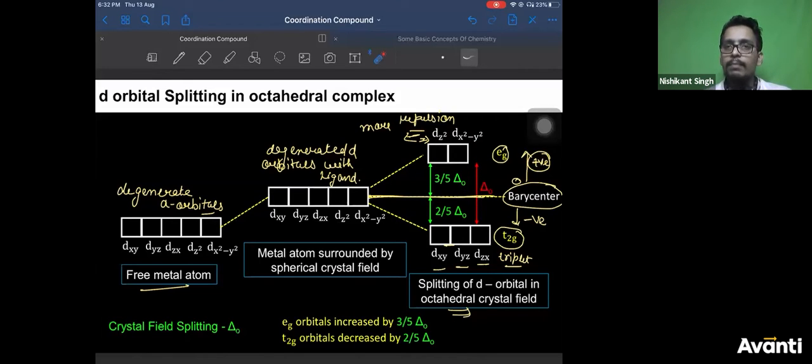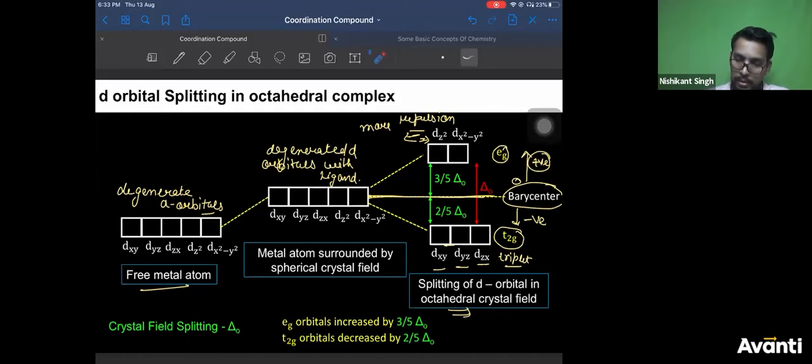T2g and Eg is a symbol, KV Chetan. There is nothing to understand there. These are the three orbitals which have been given the name T2g, and these two orbitals are given the name Eg. So, KV Chetan, T2g and Eg are just notations. There is no explanation for that. I told you these are term symbols where there is a derivation, but it is not in your syllabus. Okay?